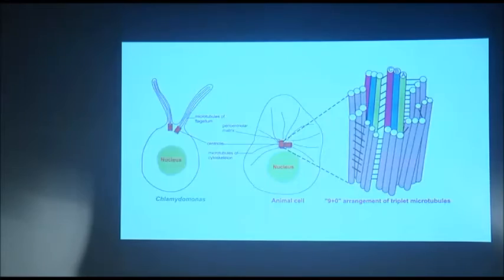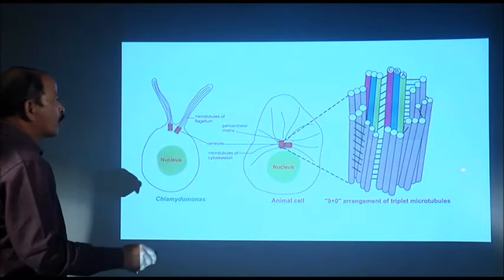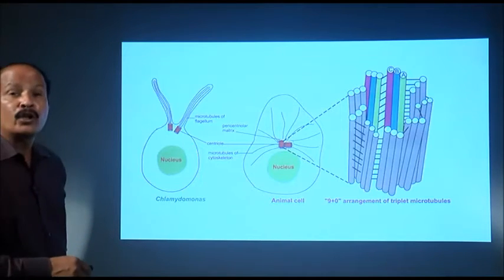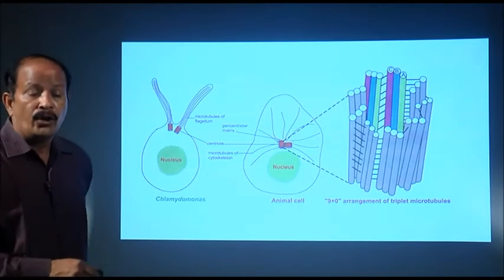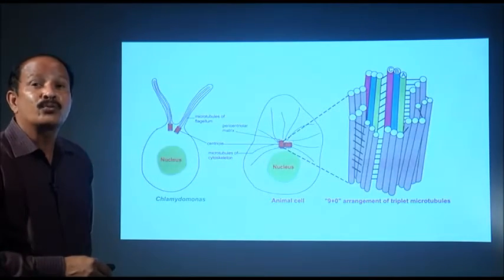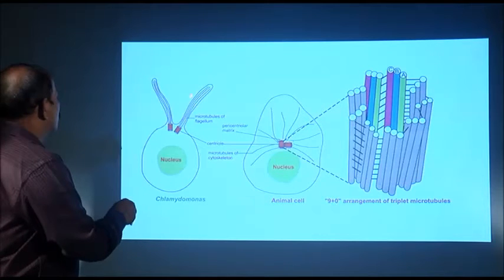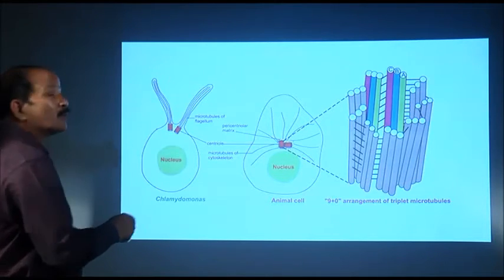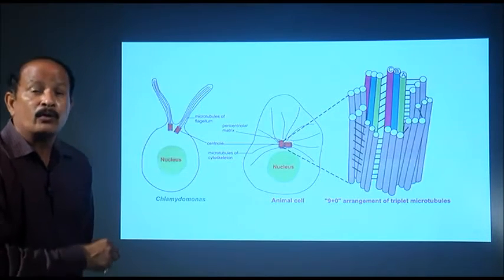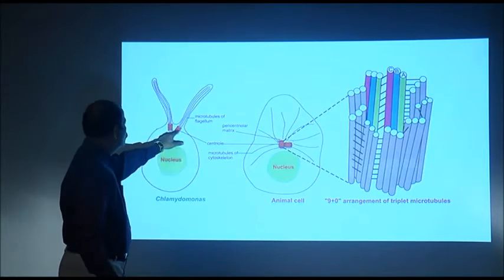Let us look at this, what this is. All are drawings, none is a photograph. This is a Chlamydomonas, unicellular green alga. It is motile, it moves. What enables it to move? These two flagella. So, this is a flagellum, this is another flagellum. It is a biflagellated swimming green alga Chlamydomonas, but its base you can see here is a base.